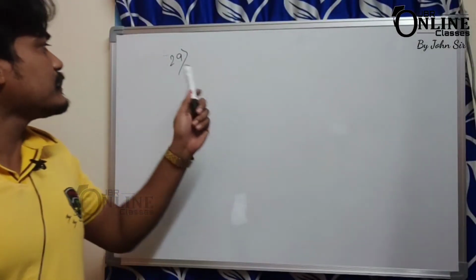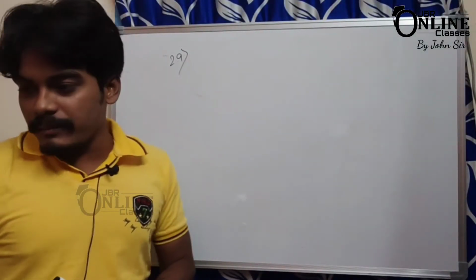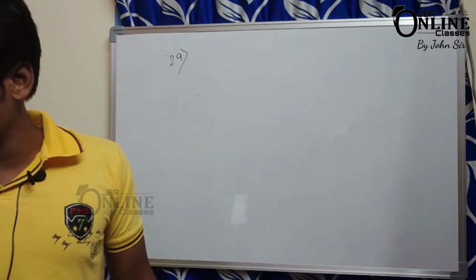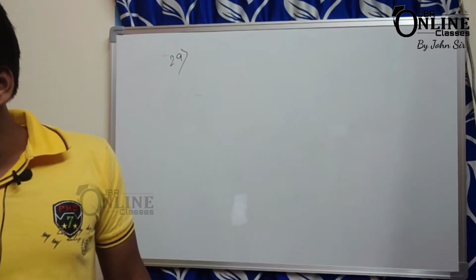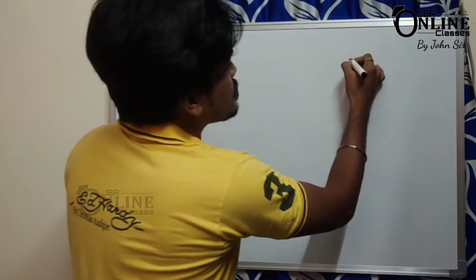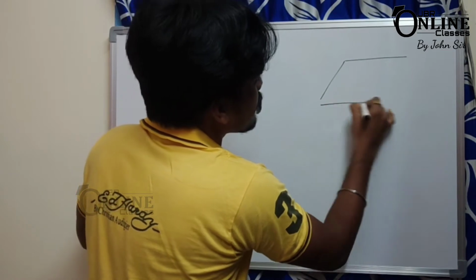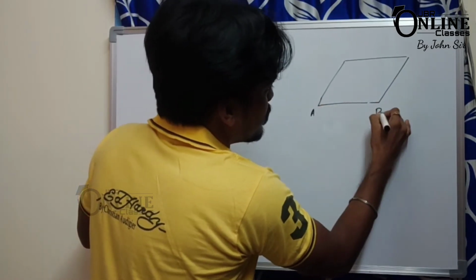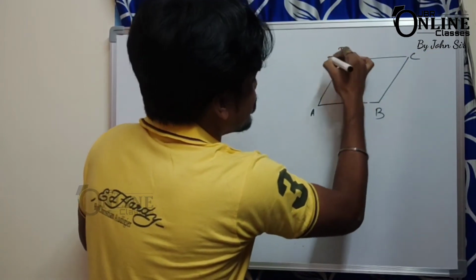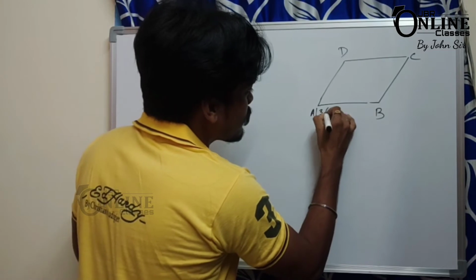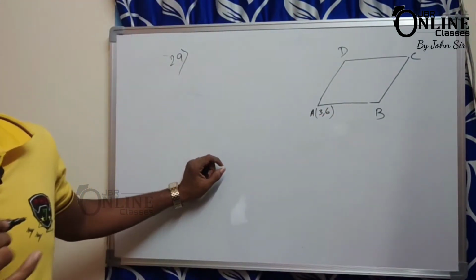So now next, sum number 29. In sum number 29, the vertices of a parallelogram ABCD taken in order are A (3, 6), B (5, 10) and C (3, 2). So suppose this is a parallelogram, so there is A, B, C and D. Here the coordinates of A are (3, 6). Coordinates of B equal to (5, 10).